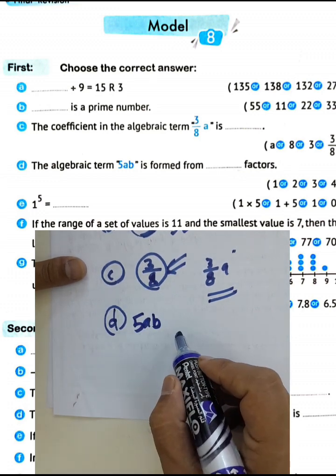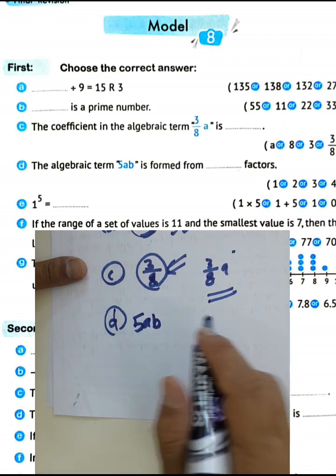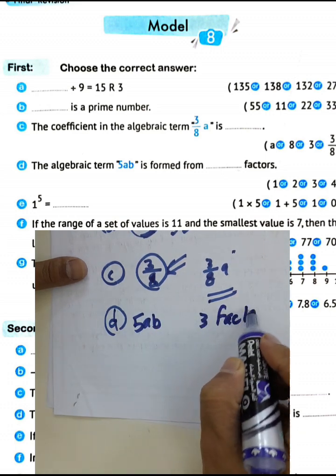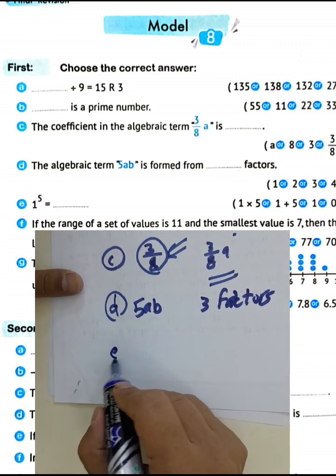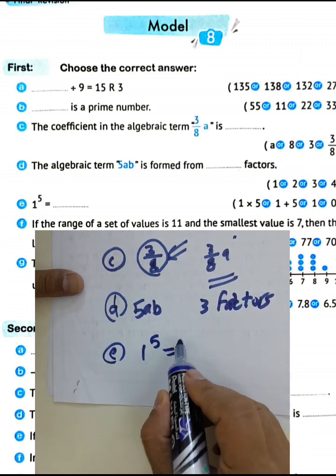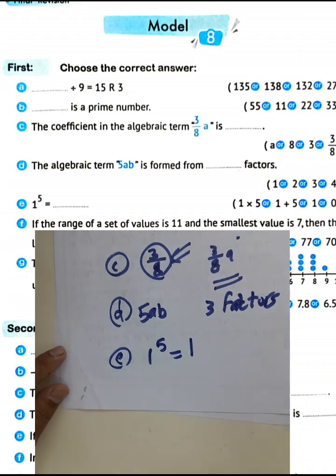Letter D, the algebraic term 5AP. Here we have 3 factors: 1, 2, 3. 3 factors. Letter E, 1 to the power 5 equals 1.